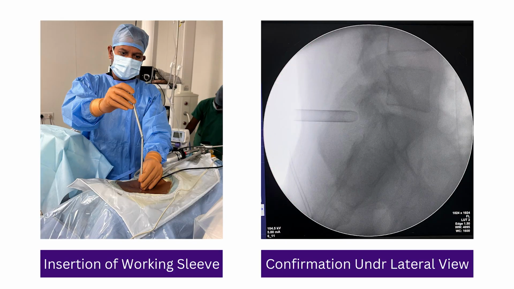So now as we have confirmed the position of the dilator in the lateral view, you can insert the working sleeve over the dilator. The working sleeve should be inserted with the VVL facing medially. Again, confirm the position of the working sleeve in lateral view, and now you can insert your scope and start doing endoscopic surgery. The next video will be the endoscopic view of the surgery.